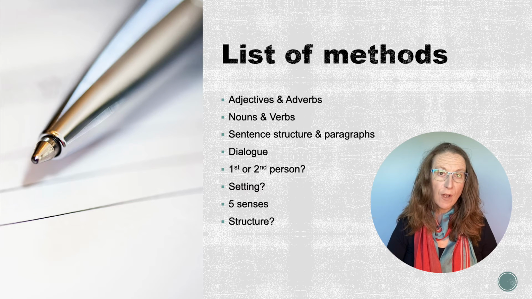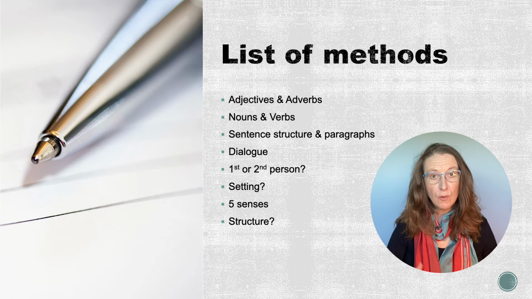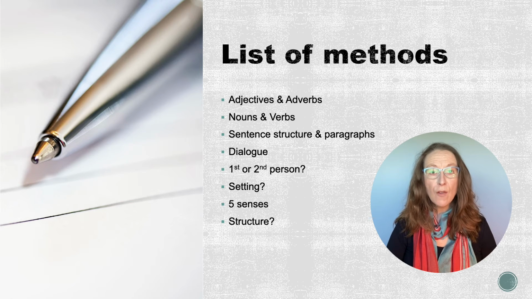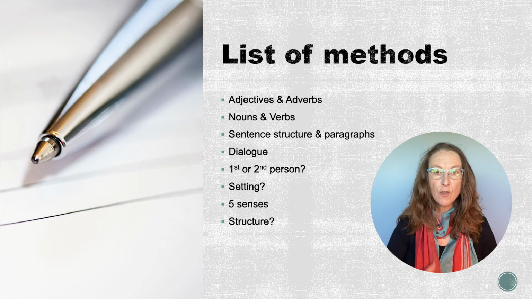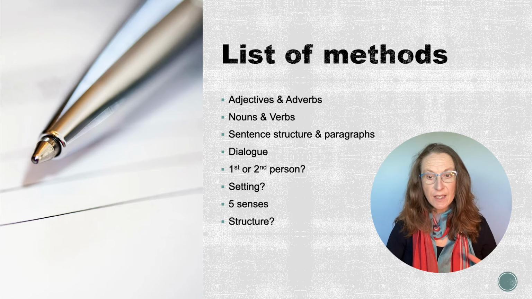Think always about the 5 senses. Has the writer used elements of the 5 senses in their description, or are you going to use some in yours? And always consider the structure of your piece. Are there going to be flashbacks? Is it going to be chronological? Is it different voices at different moments?